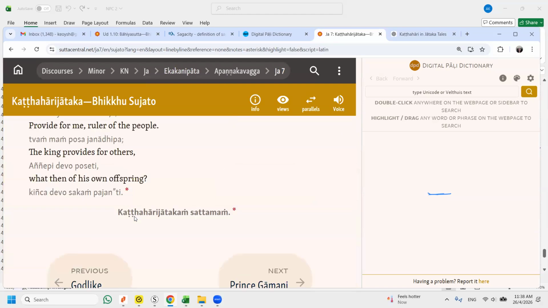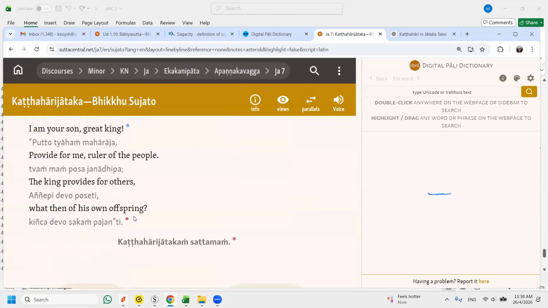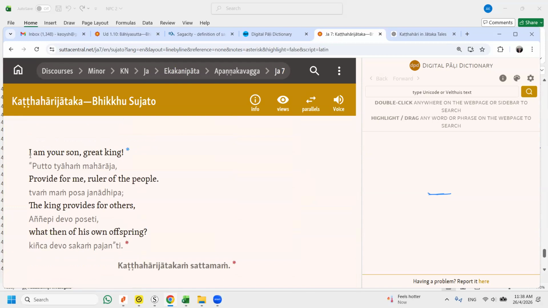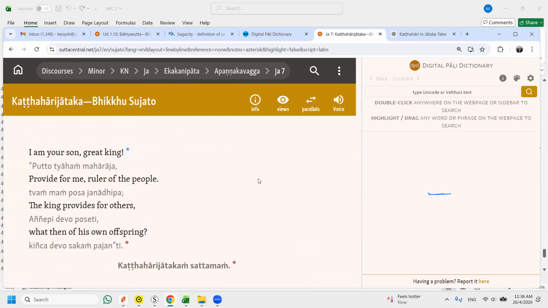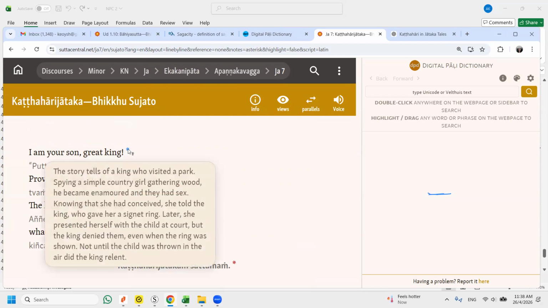So you can read it here. I'm your son, great king. Provide for me, ruler of the people. The king provides for others. What then? This one and our translation has no connection at all. So that means the book reference is all wrong. I tell you, really wrong. You see? This is wrong. Even though it says Jataka, let me look at it. The story connection, here. The story tells of a king who visits a park.